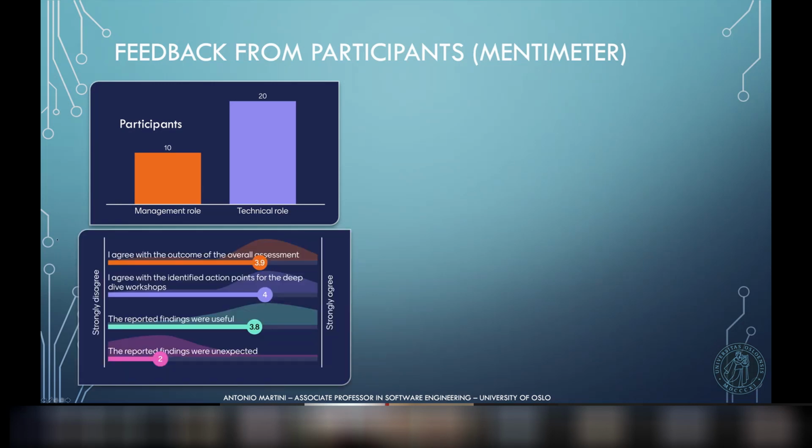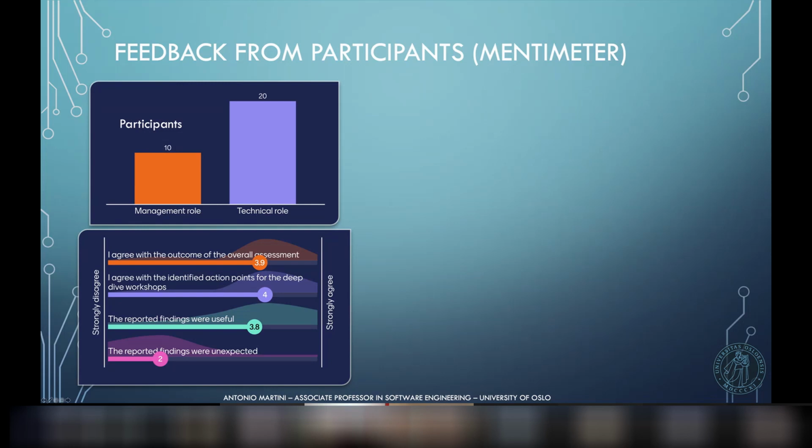So what did they say? First of all, we can see that they agree with the outcome of the overall assessment. You can see that it was around 4 out of 5. So basically, they agree with the aggregated assessment from different roles, which I think is interesting. And they also agree that the identified action points for the deep dive workshop were the good ones. So we actually identified the right gaps to follow up and to do work on to improve the technical debt management.